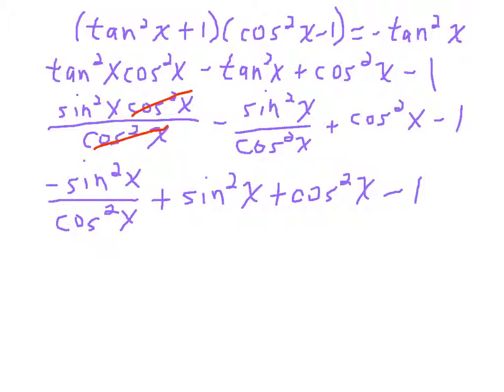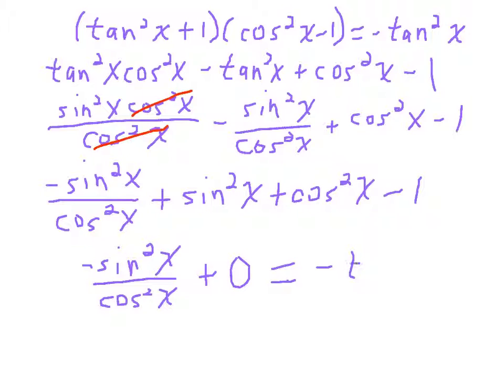Alright, so what you should hopefully notice here is that I've got a sine squared x plus cosine squared x in the center here, and that of course is equal to 1. That's our primary Pythagorean identity there. So if I've got those two terms which equal 1 and I'm subtracting 1, I'm left with 0. So I have negative sine squared x over cosine squared x plus 0, which then is equal to only the negative sine squared x over cosine squared x, which is the same as the negative tangent squared x, which is exactly what we were trying to prove.